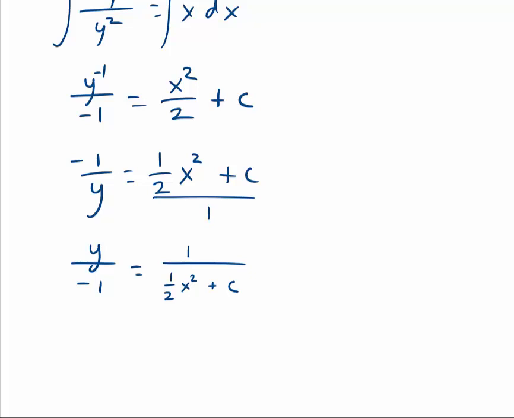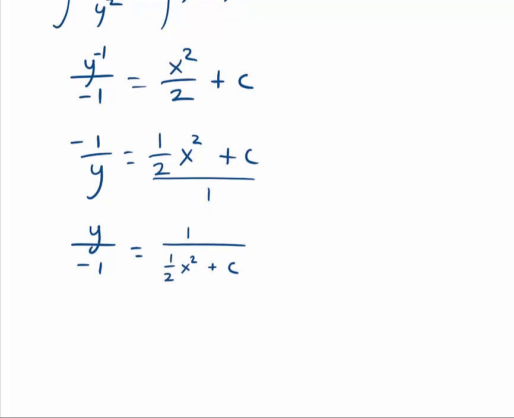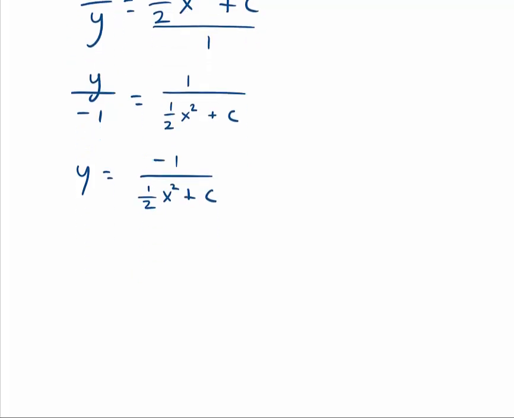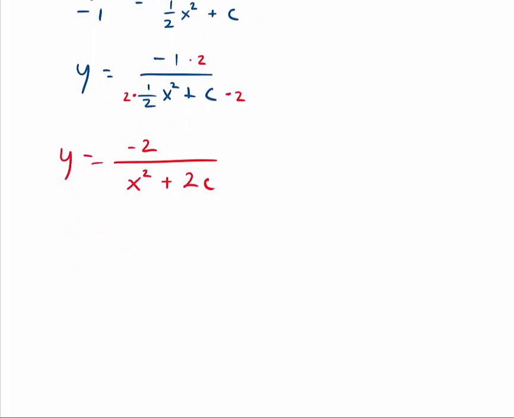I can't separate it. That's kind of killing a bunny. It's all together. Then I can make this y equals negative 1 over 1 half x squared plus c. Now if I want to get rid of that half, times 2 over 2, that gives us y equals negative 2 over x squared plus 2c. However, 2c is just another constant, so I'm just going to call this negative 2 over x squared plus c.